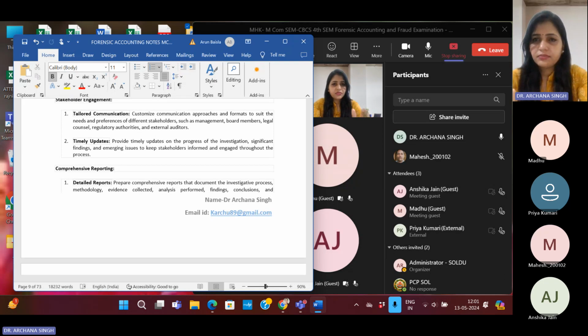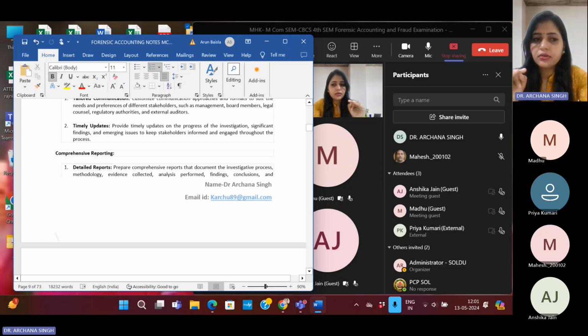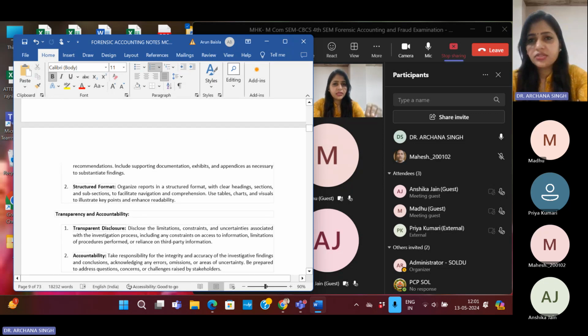In that they had to include each and every step of doing the investigation, which methodology they had adopted, what resources they had collected, what evidence they had collected, what analysis they had performed, what the findings are, what the conclusions are, and what the suggestions and recommendations are regarding that investigation. So they had to include supporting documents and appendices as necessary to substantiate the findings.